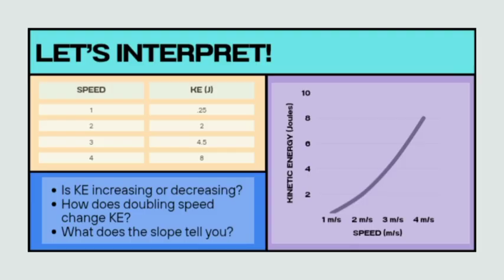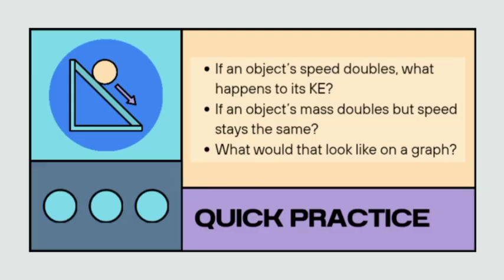At the top, there is data on speed and kinetic energy. On the right side is the graph of speed and kinetic energy. So is KE increasing or decreasing? How does doubling speed change kinetic energy? And what does the slope tell you? Answer this in your notebook.